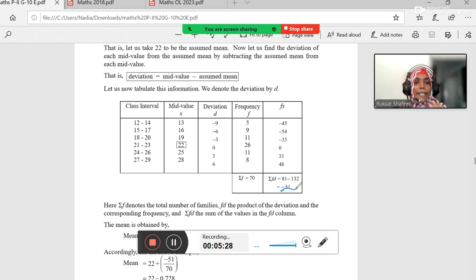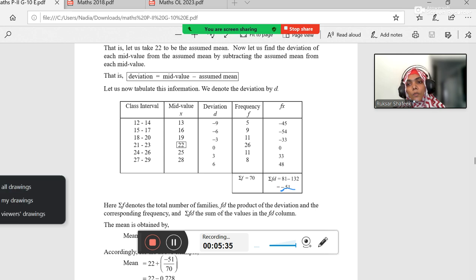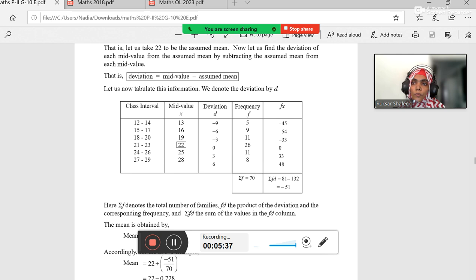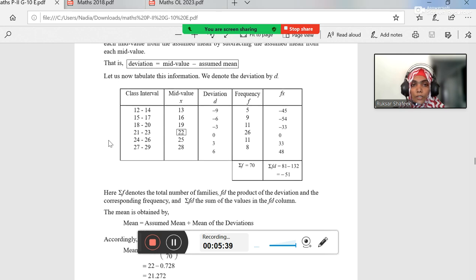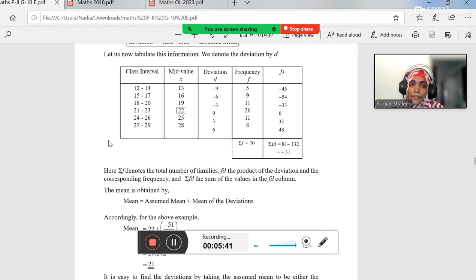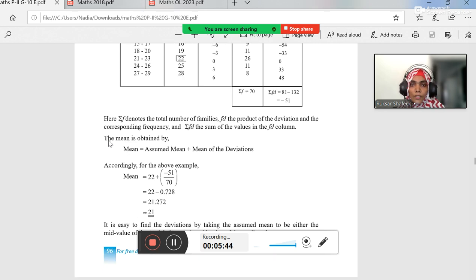Now that is the FD, the sum of the frequency and the deviation column, FD multiplied. Now what do we do next after this? We move to the next part where we divide the FD by the F. So negative 51 will be divided by the frequency, which is 70 families that we had there. So negative 51 divided by 70 would give you an answer of negative 0.728. So 22 minus 0.728. When we do the subtraction, we get 21.272.